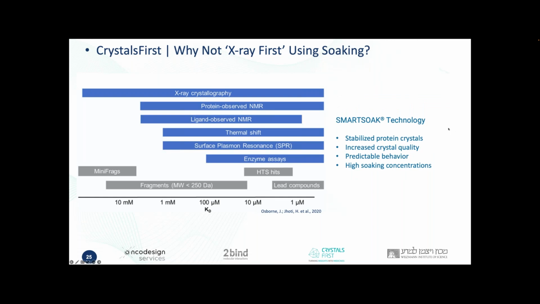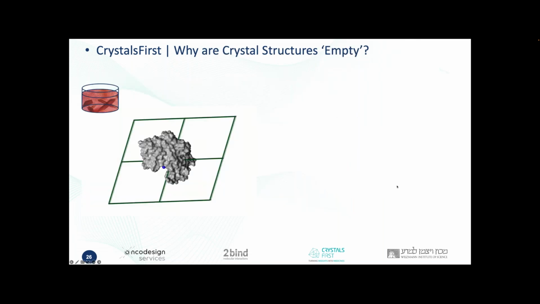Fortunately, there is a smart soak technology that we offer where we stabilize protein crystals, increase the quality, make the behavior of crystals predictable, and we can work with high solvent concentrations using DMSO, but also other solvents. And as we know, some proteins just don't like DMSO, and we're flexible there.